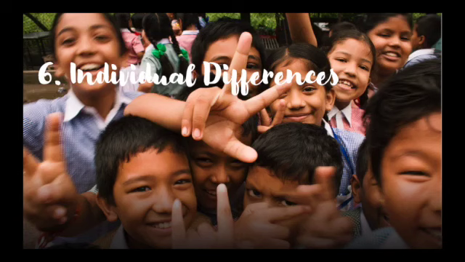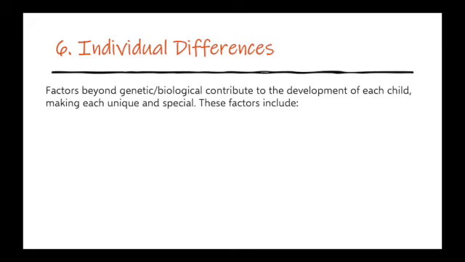The sixth principle we'll look at is the idea of individual differences. We know that children's biology is unique. Their genetic code is all theirs, only theirs. But there are other factors that contribute to a child's unique difference from every other person. These factors are influenced by environment, but they're very much a part of who that child is, who that person is from the very beginning.